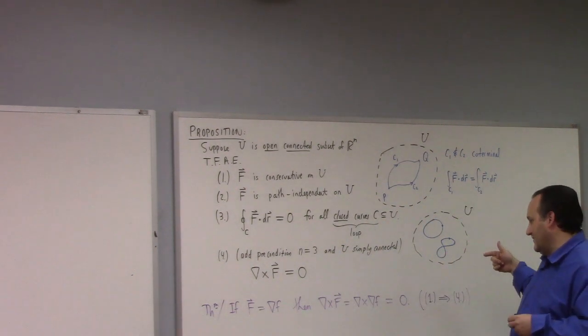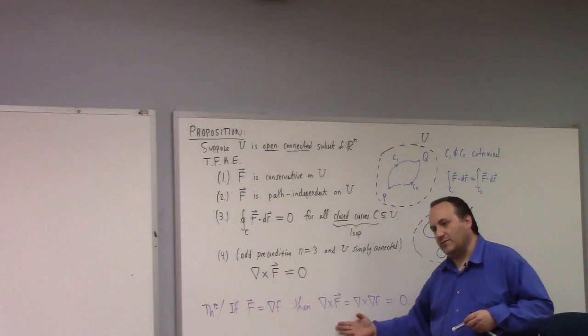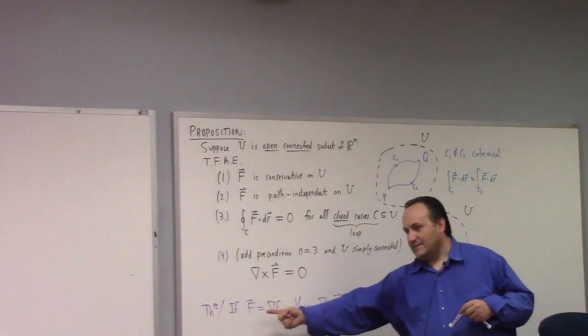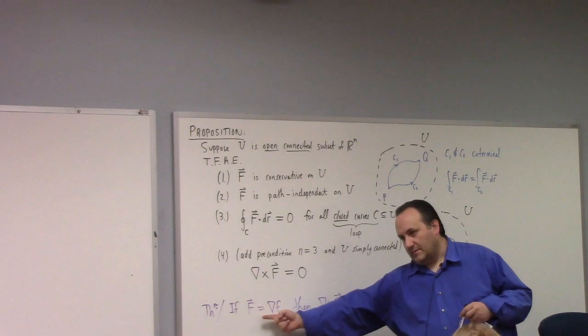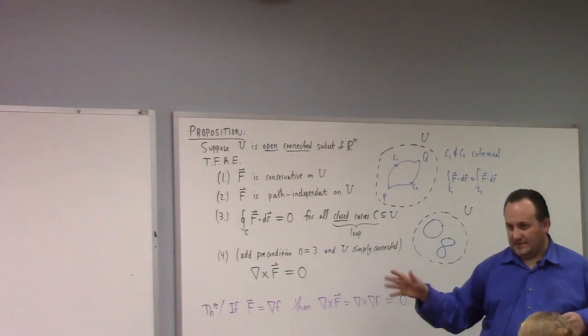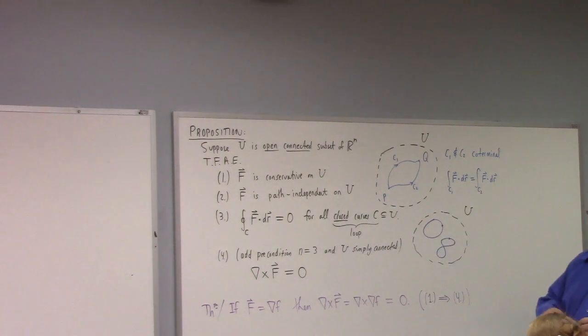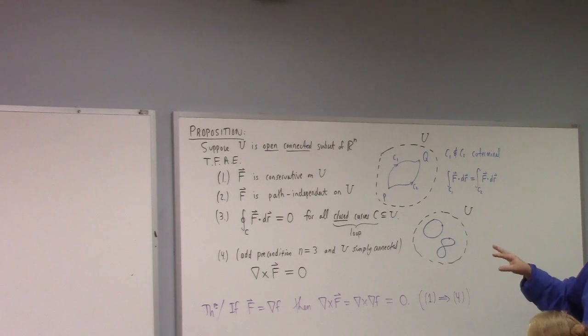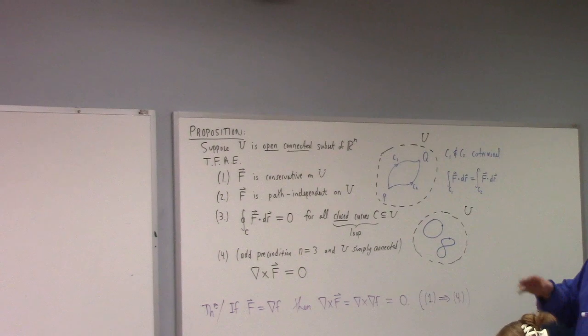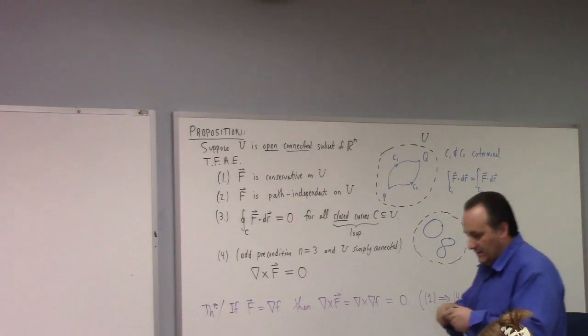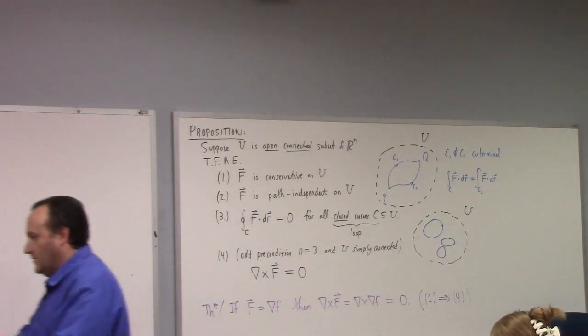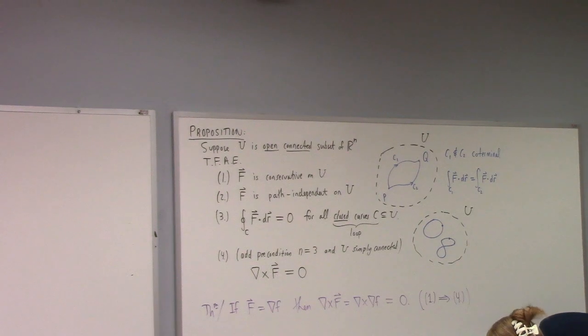It's the other direction. It's assuming that curl of f equals 0 implies there exists a potential function. That's the subtle direction, so we'll have to return to it. That's the last thing we'll do on this list: 4 implies 1, essentially. Okay, so let's get to it. Let's prove these things. The proof is actually not that hard.